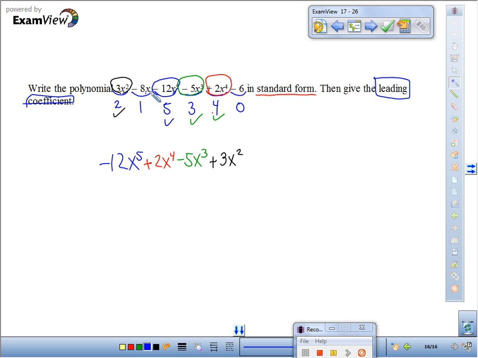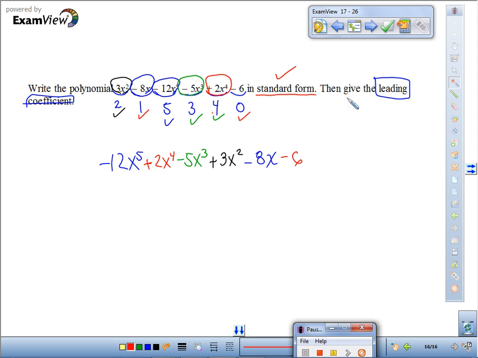What's next? The 1. So I write negative 8x. And I'm done with this. And what is my last one? 0. So we're left with negative 6. I'm done with part A, which is standard form.